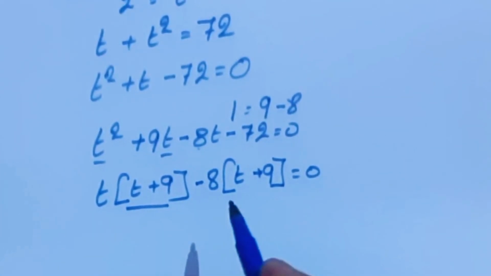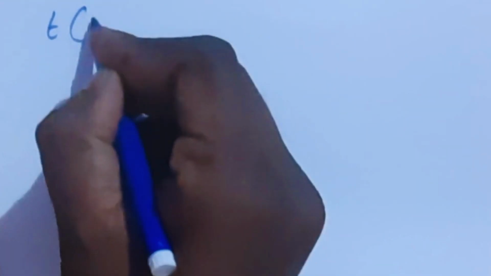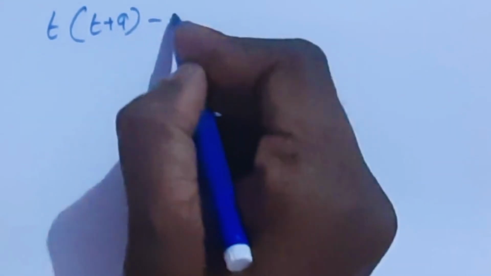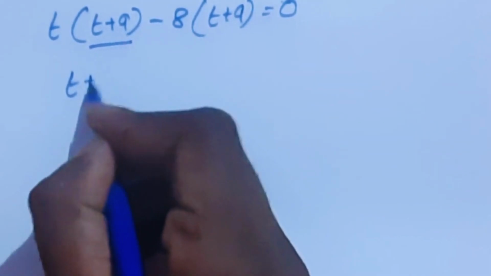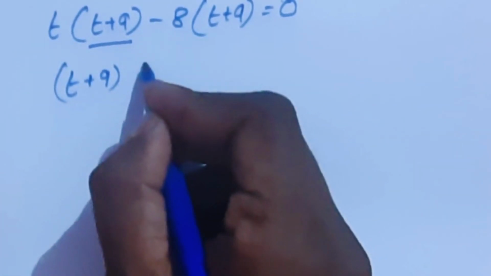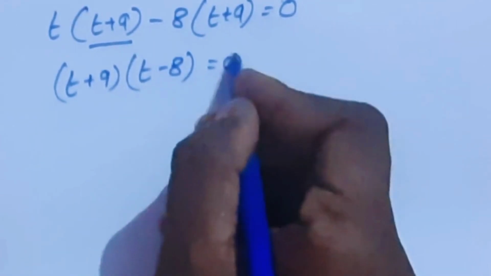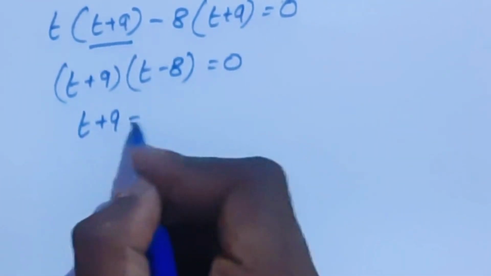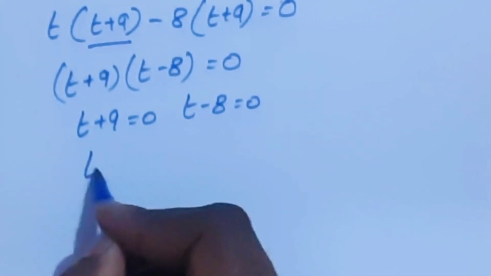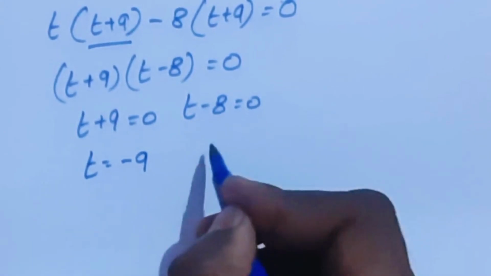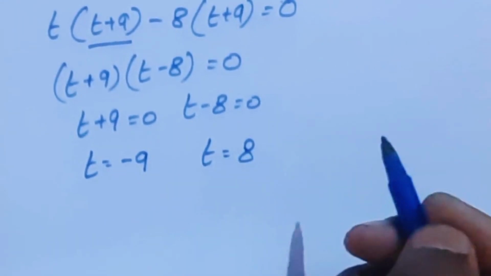Here t + 9 is common out. So t(t + 9) - 8(t + 9) = 0. Taking t + 9 common out, remaining t - 8 = 0. So (t + 9)(t - 8) = 0. Here t + 9 = 0, t - 8 = 0. From these equations, t = -9 and t = 8.